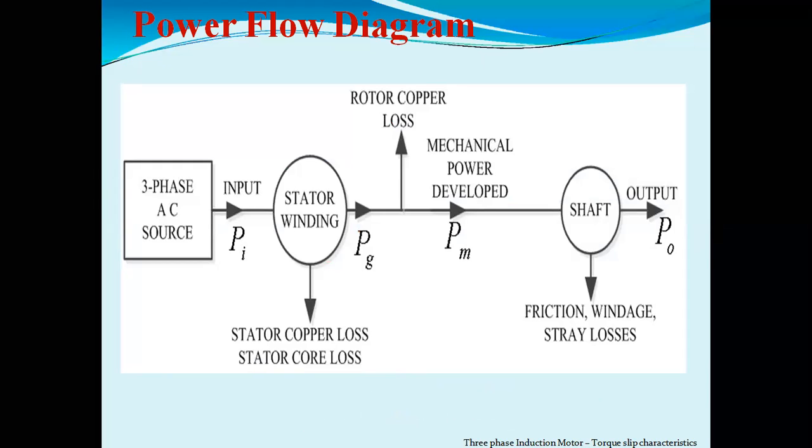Now we are supposed to study the power flow diagram. When we give the 3-phase AC supply, we give that input to the stator winding. At that time the rotor will rotate, and we are connecting the load to the rotor, so it will also get rotated. But here we will get the losses. We will get stator copper loss and the stator core loss at the stator winding. We will get copper loss at the rotor also. And we will get the mechanical power developed at the shaft.